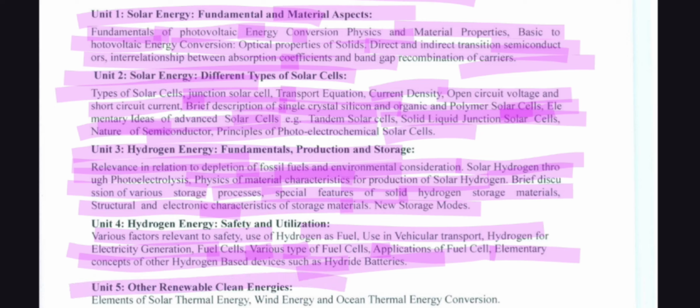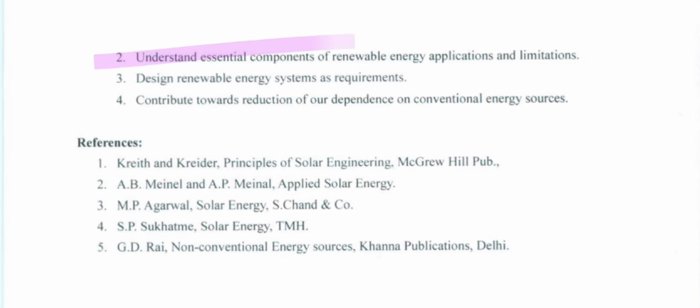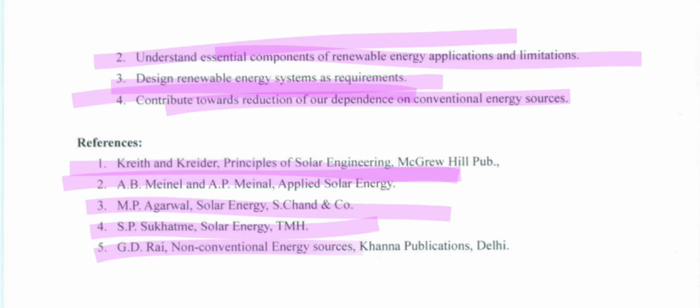So unit 5 is other renewable clean energy. Elements of solar thermal energy, wind energy and ocean thermal energy conversion. So unit 5, other renewable clean energy. Course outcomes: the student will be able to understand this, and also this is useful. And for reference books here, M.P. Agarwal, Solar Energy, S. Chand, and various books here, 4-5 books.